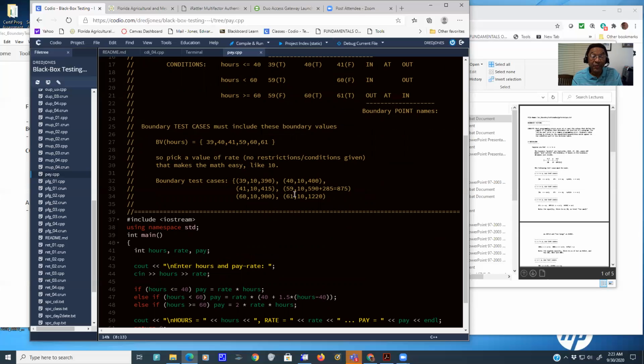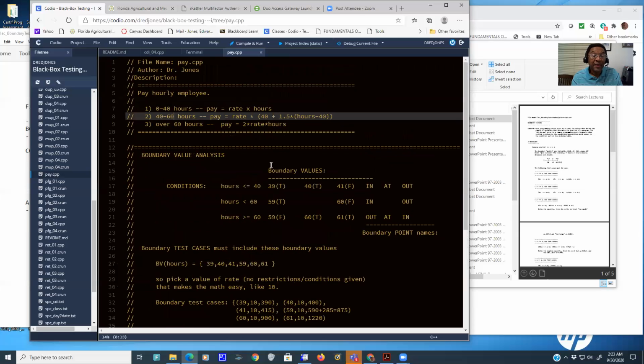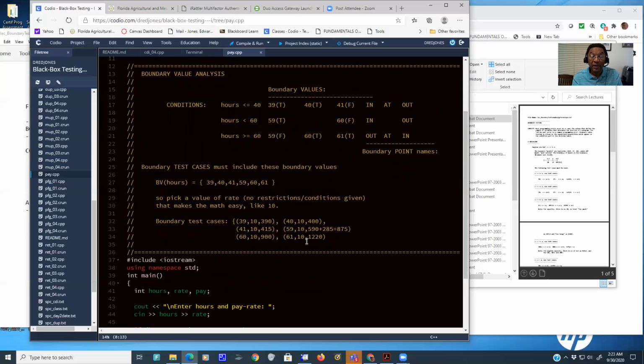Now, if I have 61 hours, then this rule applies. I pay twice the amount of your, I pay you for all the hours, I pay you double. So that would be, I think this is right. Yeah, $12.20.